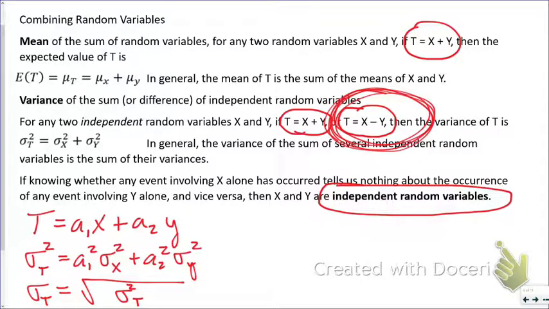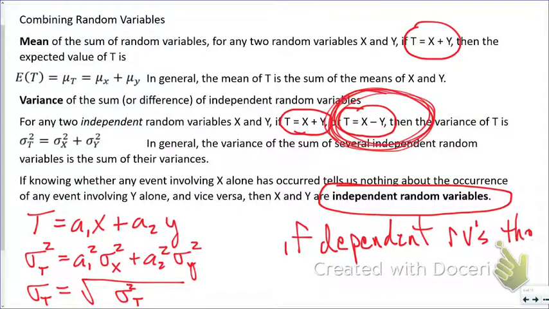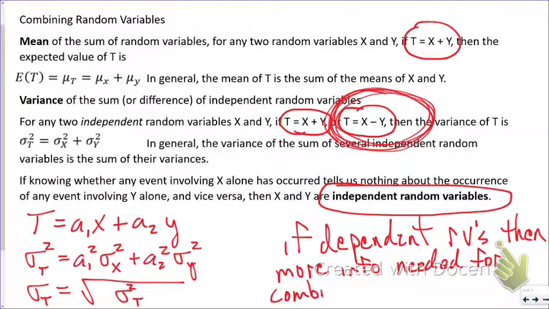So if dependent random variables, then more info needed for combined standard deviation.